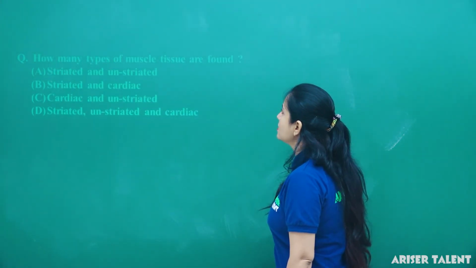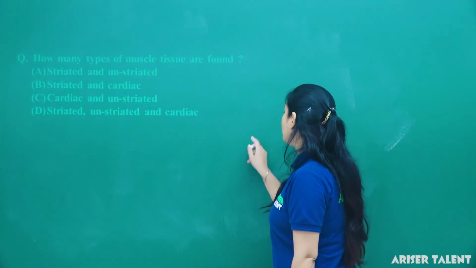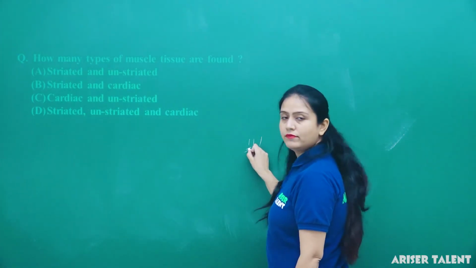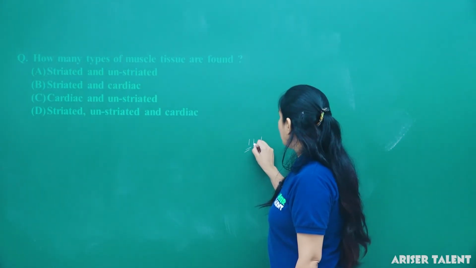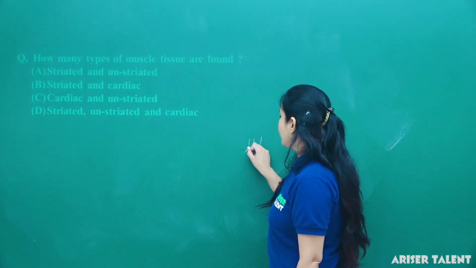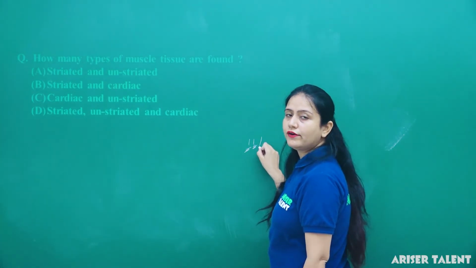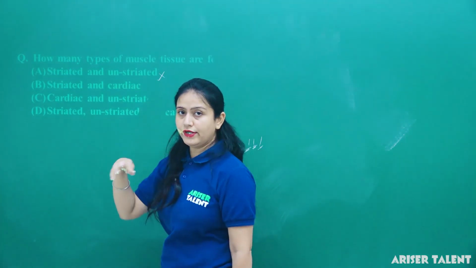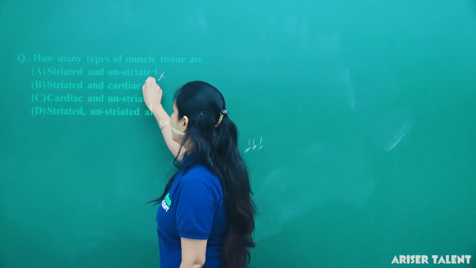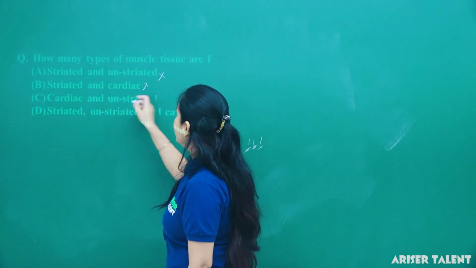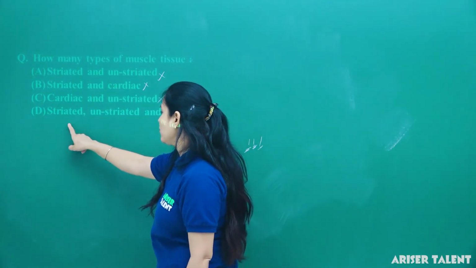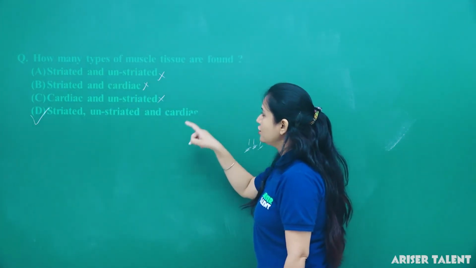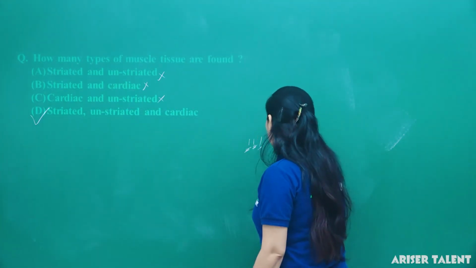How many types of muscle tissues are found? As we all know, muscle tissues are of 3 types. What are they? Striated or involuntary, then striated and voluntary, unstriated and involuntary, and then cardiac. Striated and unstriated, no, we already know that they are of 3 types. Striated and cardiac, again one is missing. Cardiac and unstriated, again one is missing. Striated, unstriated and cardiac, again we got all those 3 muscle tissues. So option D is the correct answer.